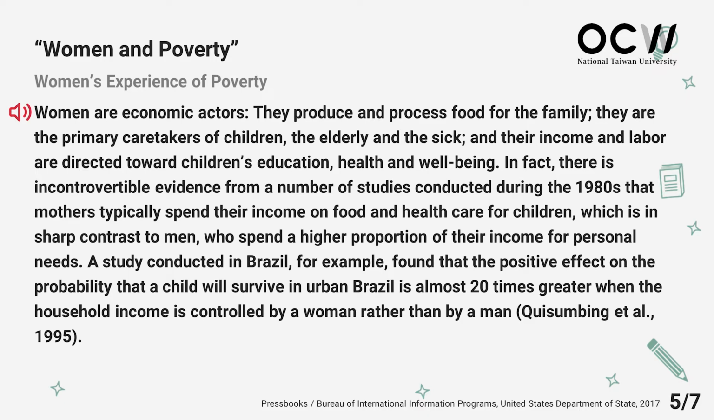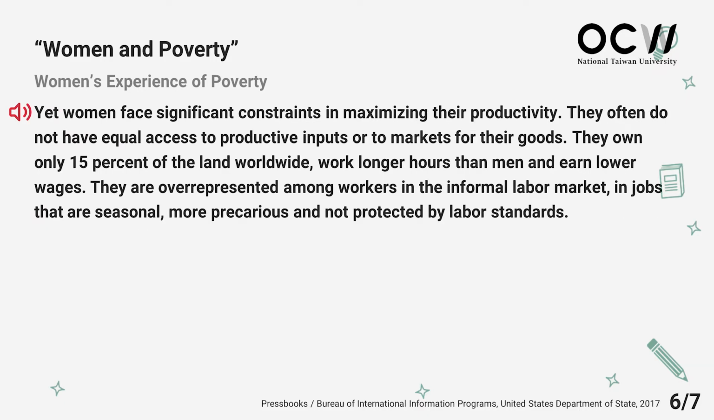A study conducted in Brazil, for example, found that the positive effect on the probability that a child will survive in urban Brazil is almost 20 times greater when the household income is controlled by a woman rather than by the man. Yet women face significant constraints in maximizing their productivity. They often do not have equal access to productive inputs or to markets for their goods. They own only 15% of the land worldwide, work longer hours than men, and earn lower wages. They are overrepresented among workers in the informal labor markets in jobs that are seasonal, more precarious, and not protected by labor standards.